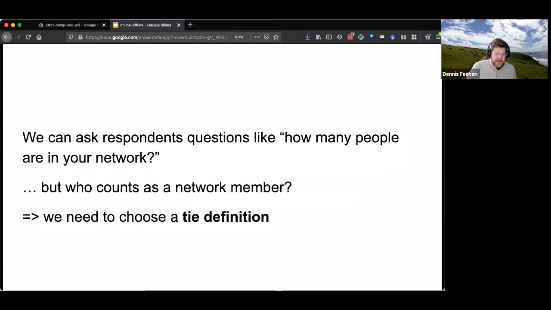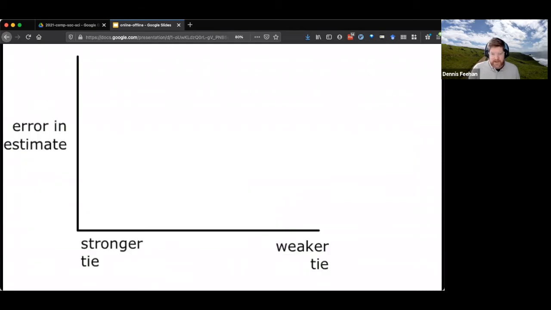But in practice, the challenge is that there's a lot of different ways we could tell respondents to define their network, and we need to pick one of these network definitions, one of these tie definitions, to actually conduct our survey. And I actually think deciding on which tie definition you use is a really, really important design decision you make in one of these studies. So it's important to think through what the trade-offs might be in asking about different types of network ties.